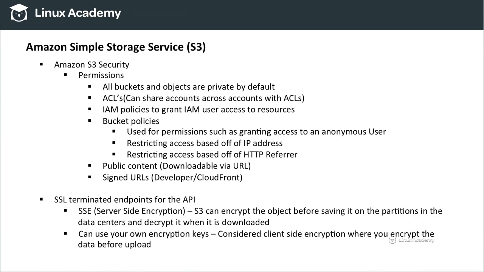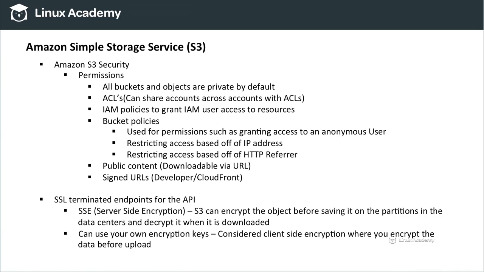So about Amazon S3 permissions on a bucket. All buckets when created, and all of the objects inside of a bucket when created, are private by default. So we have to grant permissions if we want that information to be publicly available. Access control lists allow us to actually create a method for sharing our S3 bucket with another account. So you can have 2 AWS accounts and actually share the S3 bucket with another account. We can use IAM policies to grant IAM users access to specific resources. For example, we can grant the developer group access to the developer bucket, or a specific user access to a specific bucket.